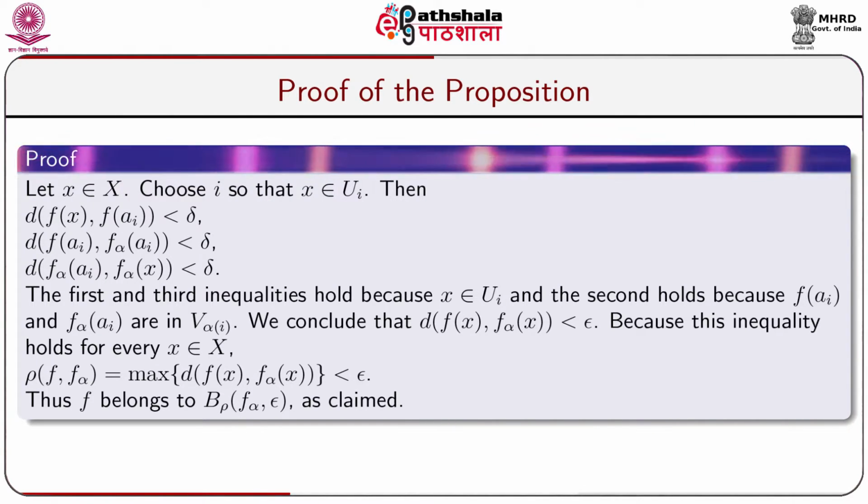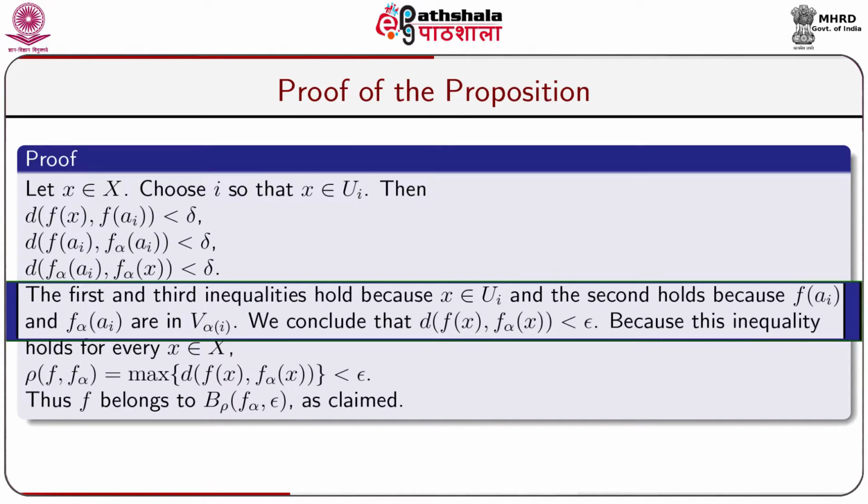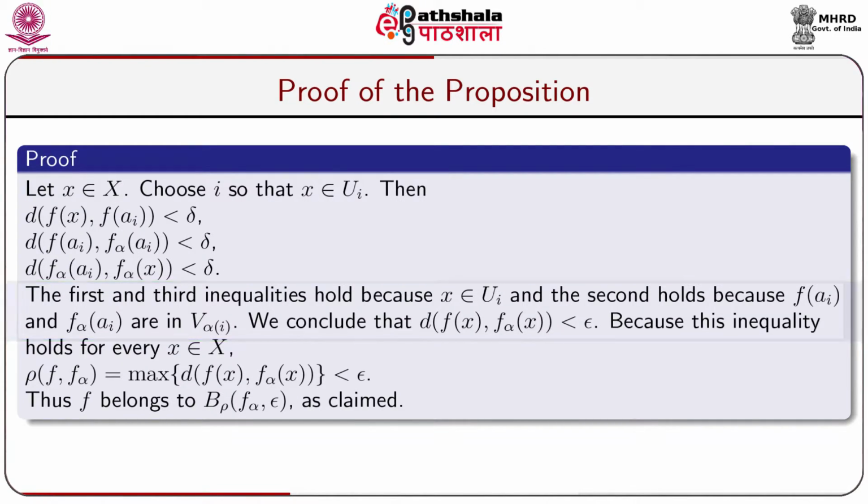Then we have the following inequalities. Distance of f(x) from f(a_i) is less than delta. Distance of f(a_i) from f_alpha(a_i) is less than delta. Distance of f_alpha(a_i) to f_alpha(x) is less than delta. The first and third inequalities hold because x belongs to U_i, and the second holds because f(a_i) and f_alpha(a_i) are in V_alpha(i). We conclude that the distance of f(x) and f_alpha(x) is strictly less than epsilon, because this inequality holds for every x belonging to X.